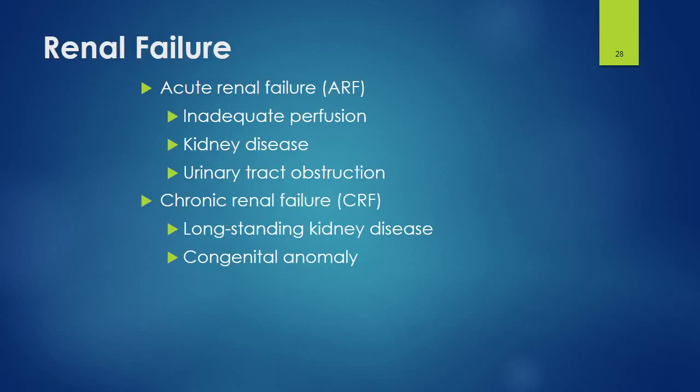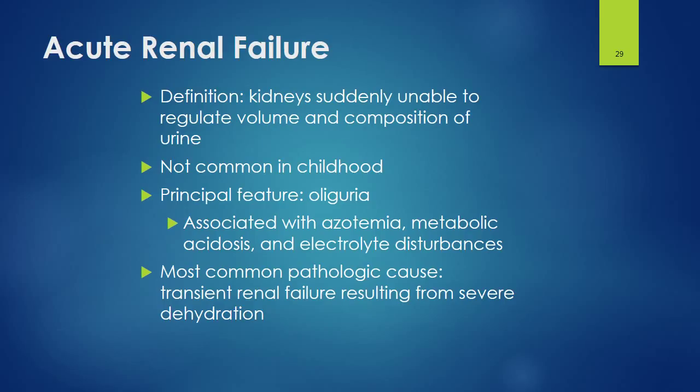Renal failure can be caused by inadequate perfusion, kidney disease, or urinary tract obstruction. Chronic renal failure may be the result of long-standing kidney disease or a congenital anomaly. With acute renal failure, the kidneys suddenly are unable to regulate volume and composition of urine. It is not common in childhood. The principal feature is oliguria. The oliguria is associated with azotemia, metabolic acidosis, and electrolyte disturbances.